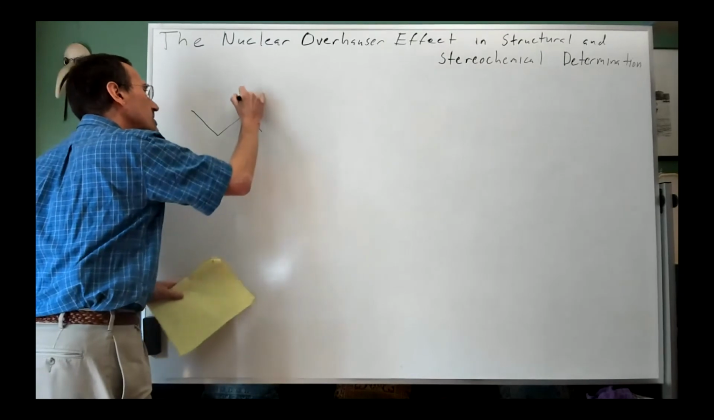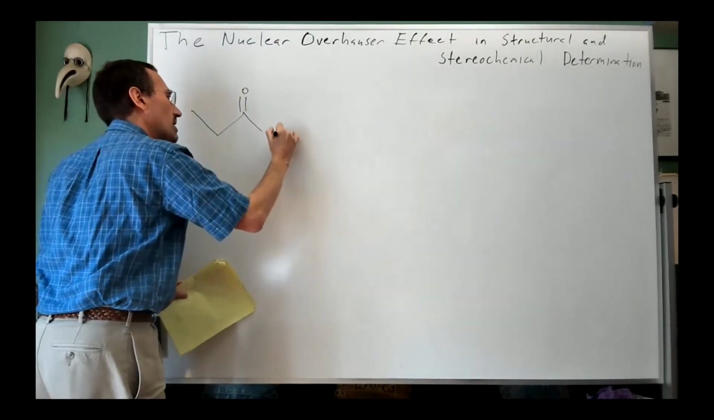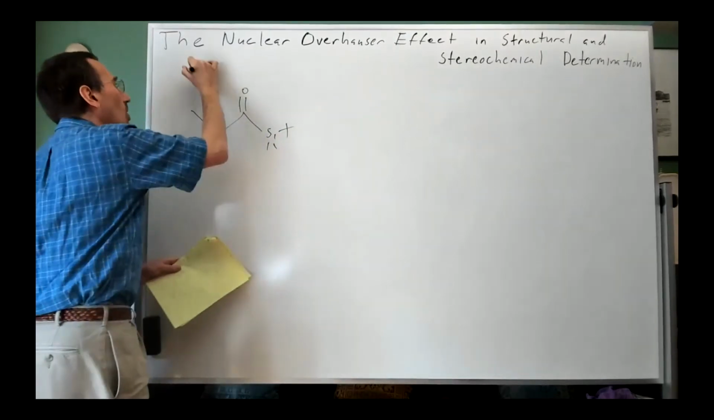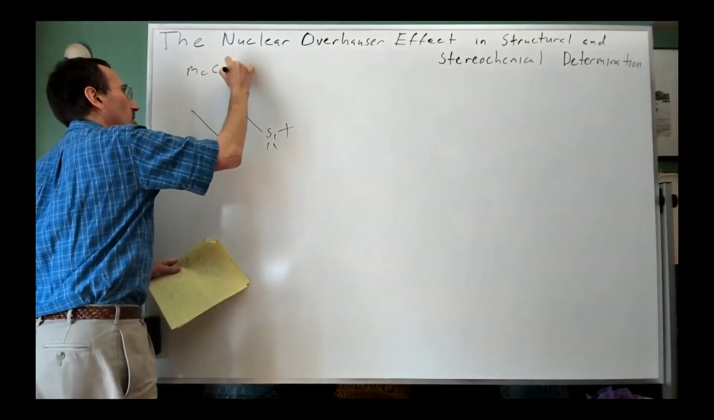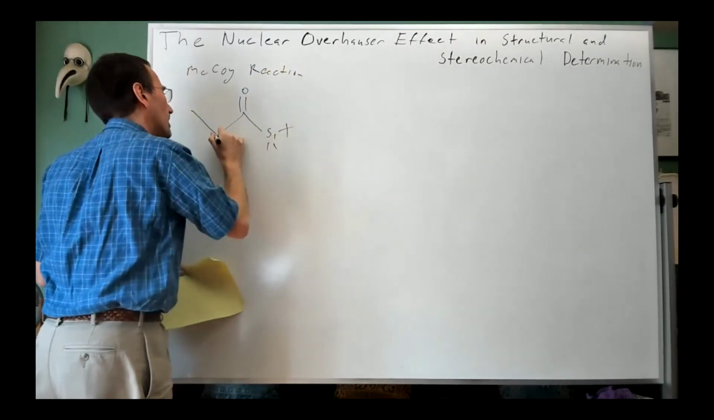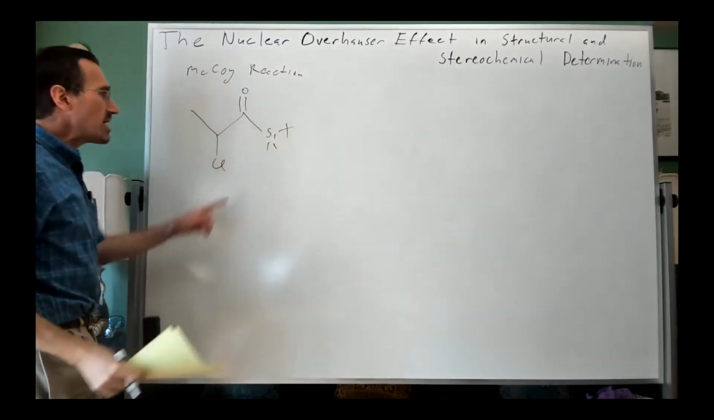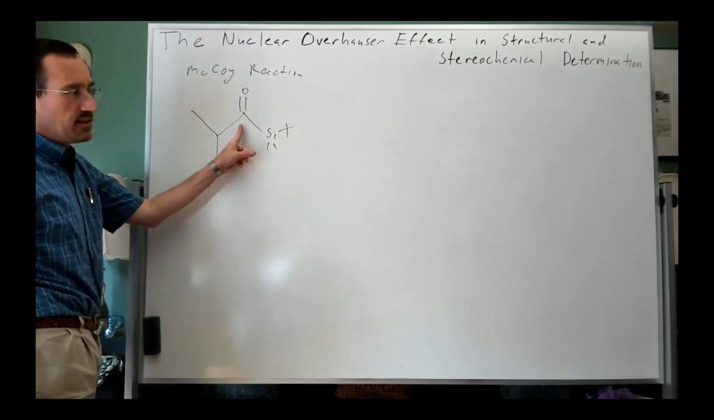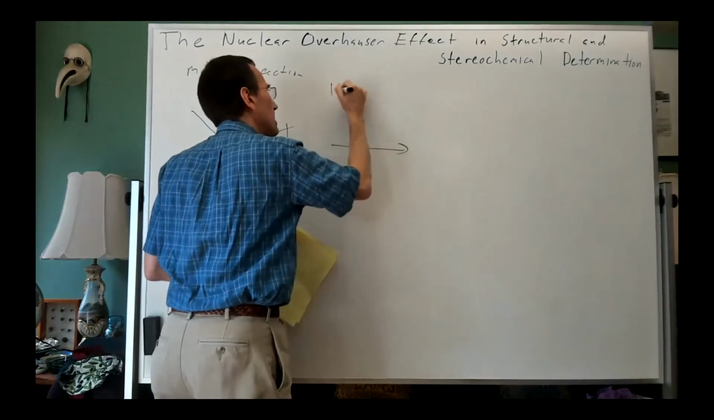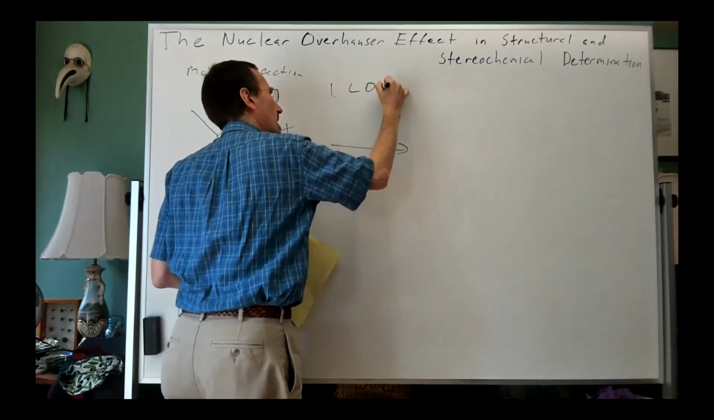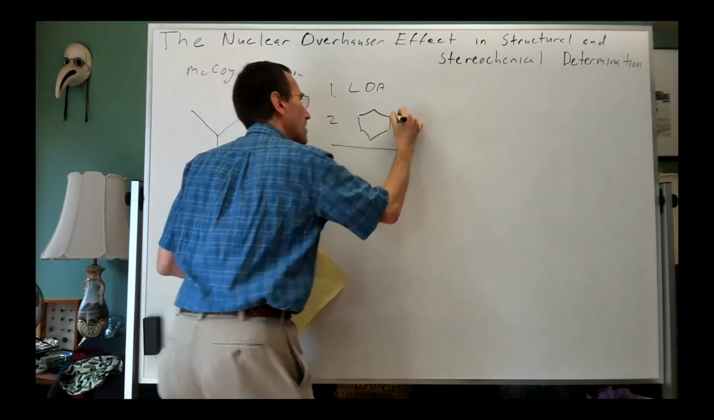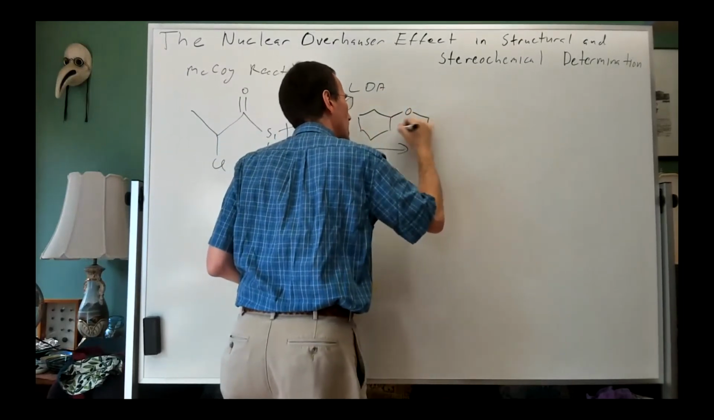All right, so here was the reaction that I was running. I was running a reaction that's called a McCoy reaction. And I was taking an alpha-chlorosilyl ketone. The first step I did was to treat it with LDA to make the enolate. And in the second step, I added a coumarin.